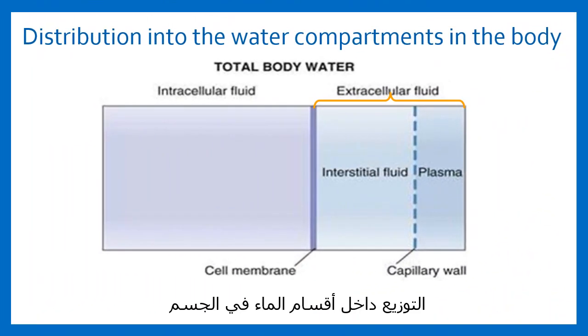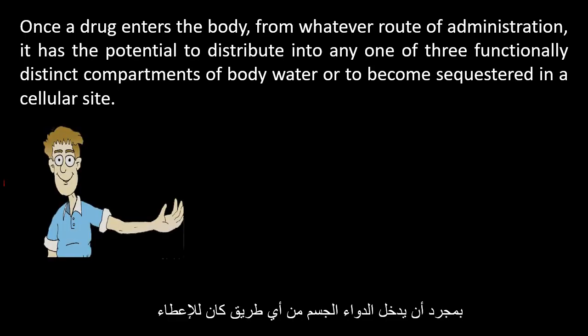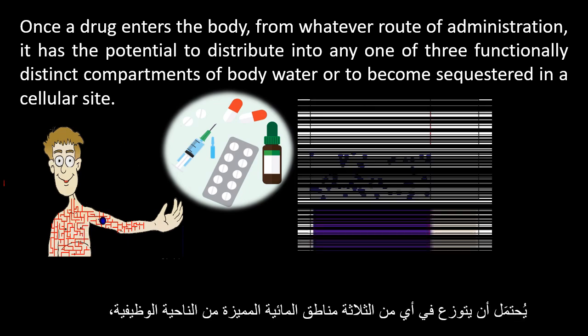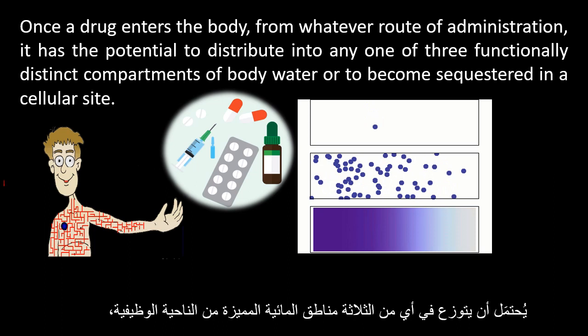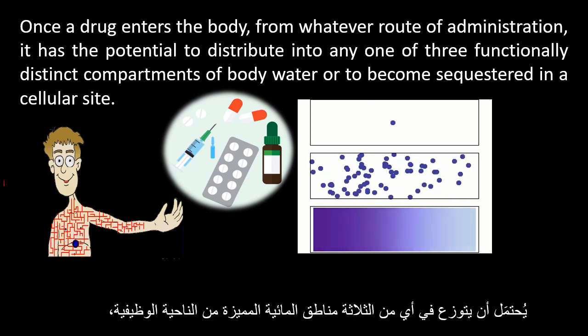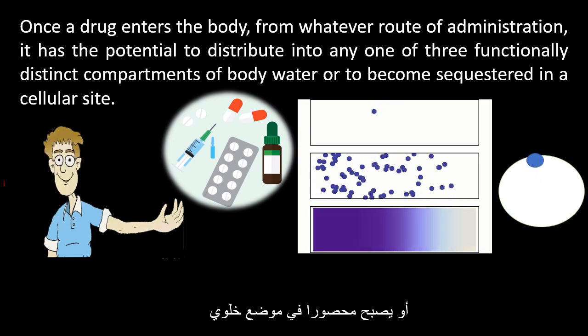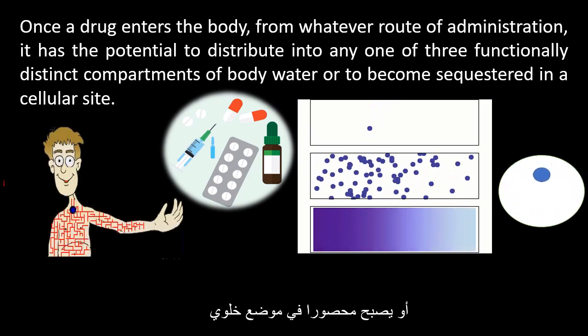Distribution into the water compartments in the body. Once a drug enters the body, from whatever route of administration, it has the potential to distribute into any one of three functionally distinct compartments of body water, or to become sequestered in a cellular site.